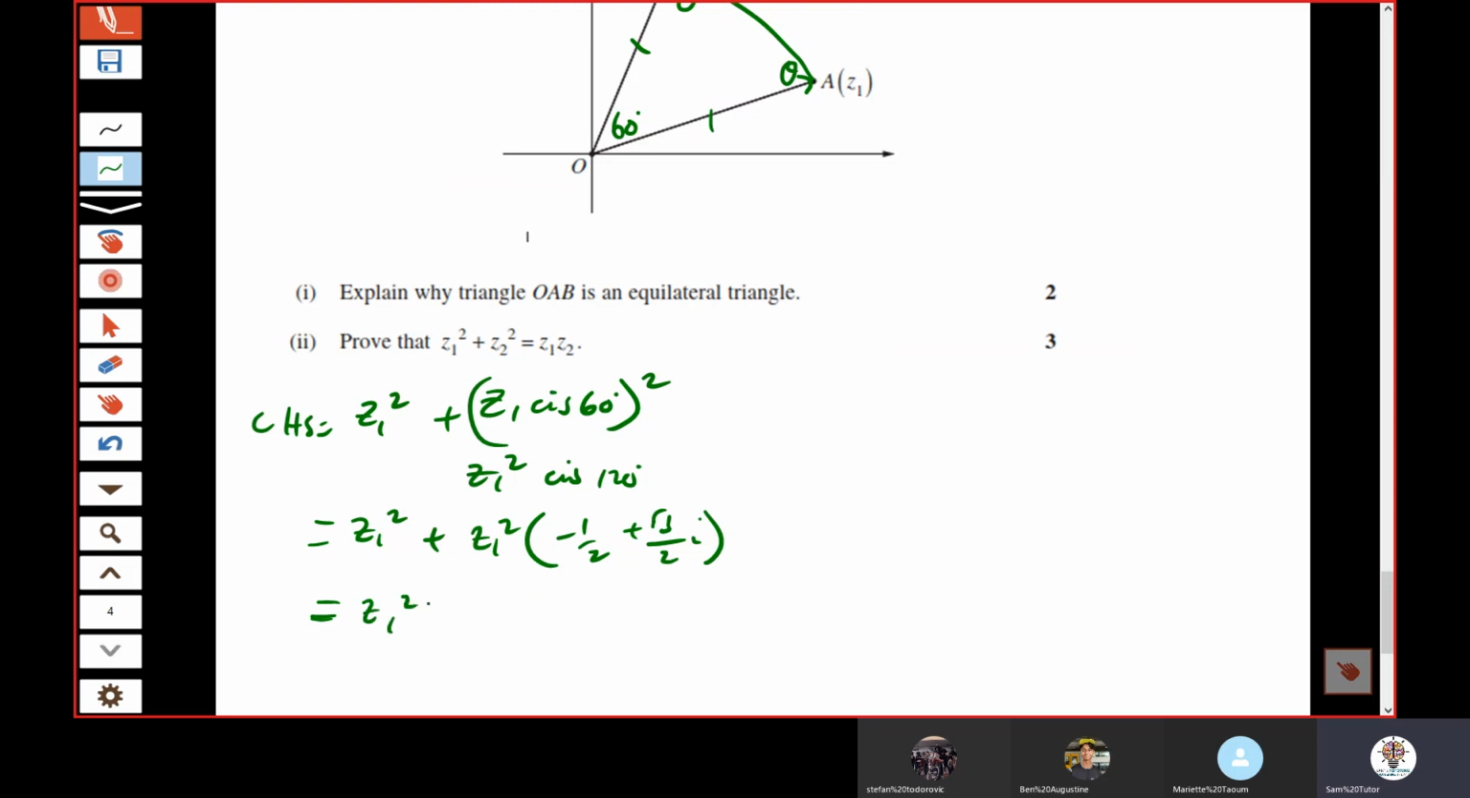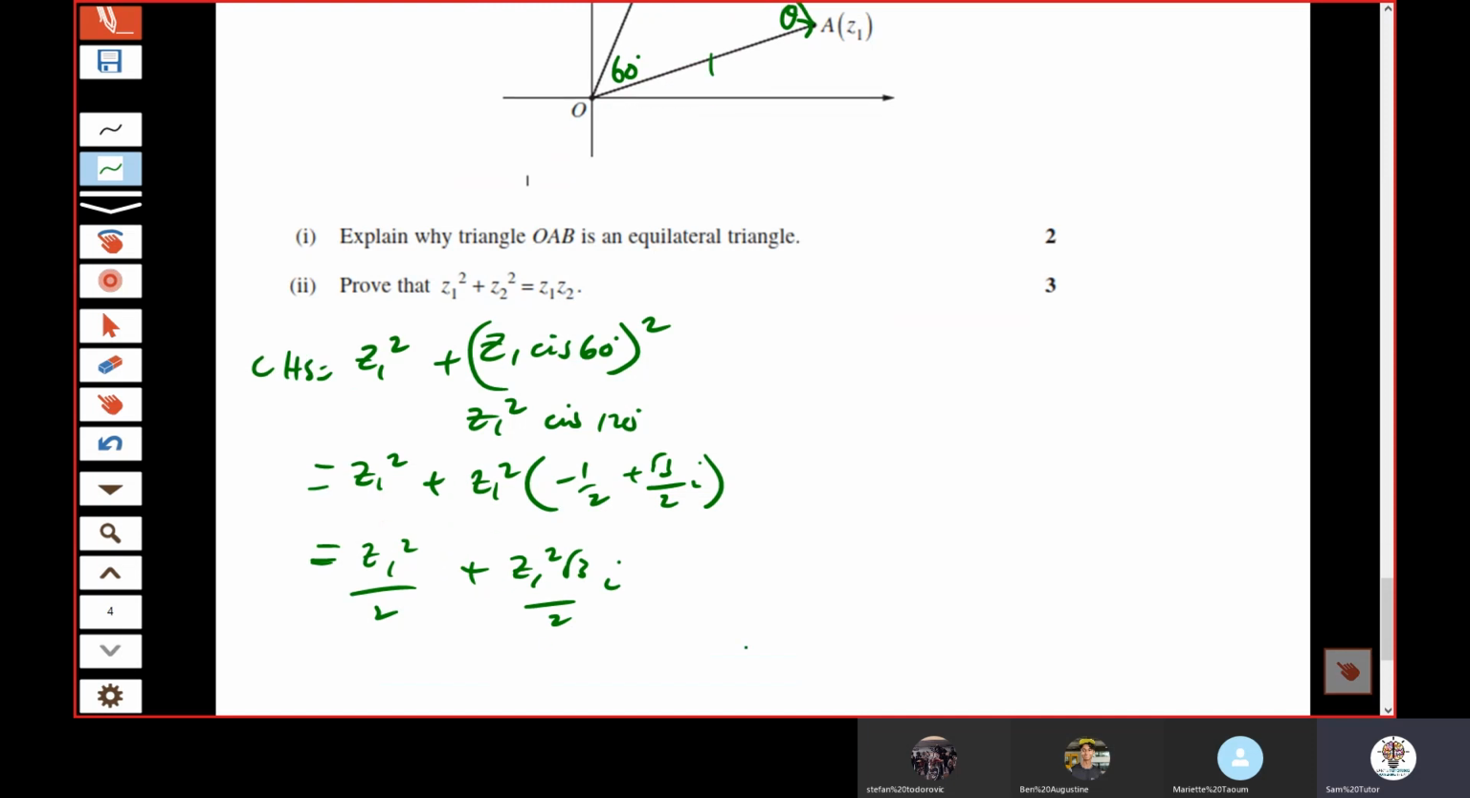So Z1 squared plus Z1 squared take away Z1 take away negative half becomes z1 squared on 2 plus z1 squared root 3. Well, that's negative half plus 1, is a half. Okay, that's it. I can't see me doing anything else with that, so we would have left that.